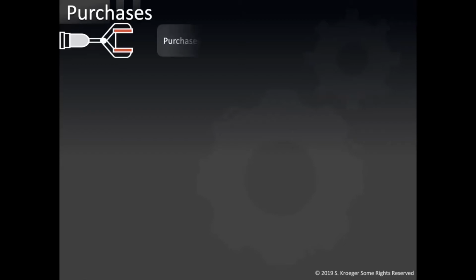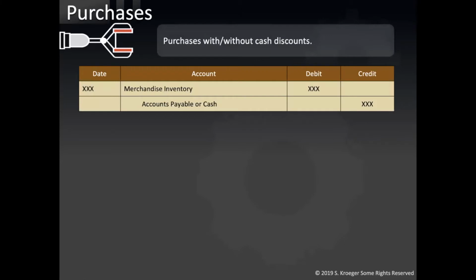Our next topic is on purchaser transactions. This is when a business, such as a retailer, purchases merchandise inventory from another business, such as a wholesaler or manufacturer. These journal entries are a little easier than the seller transactions in the next topic. Purchases can be made with or without discounts. Regardless, the initial journal entry will be the same.